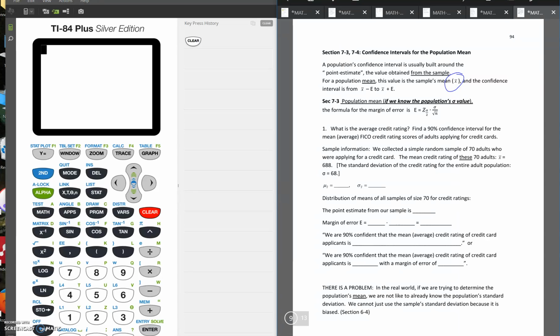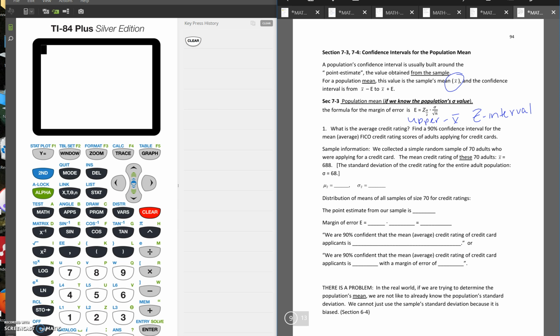So we're going to have two different ways to do this based on whether we know the population's standard deviation sigma or not. So if we do know the population sigma value, then we use what's called a z interval. And here's the formula for E, but again, we can take the upper value of our interval minus x bar to get our E.